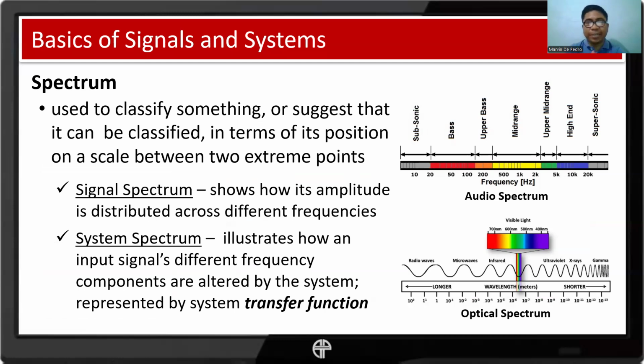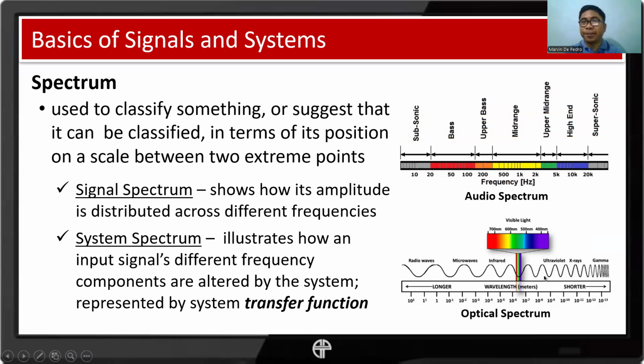Another common example of 2D signals is what we call a spectrogram. Spectrograms are somewhat like the image of audio signals. But before we focus more on spectrograms, we have to understand first the term spectrum. Spectrum is used to classify something, or suggest that it can be classified, in terms of its position on a scale between two extreme points.